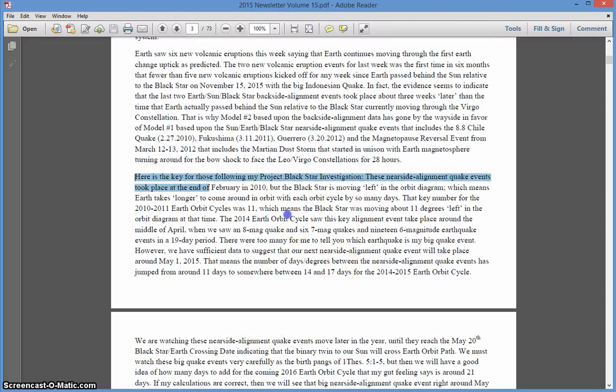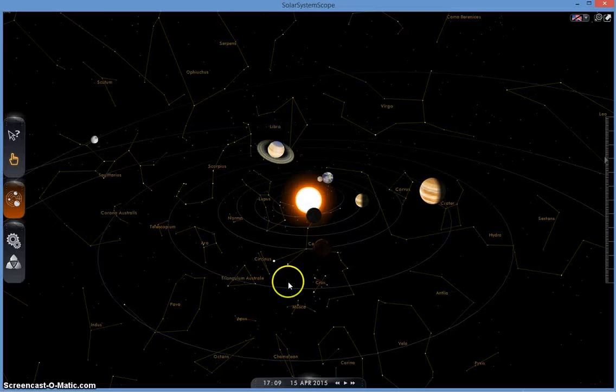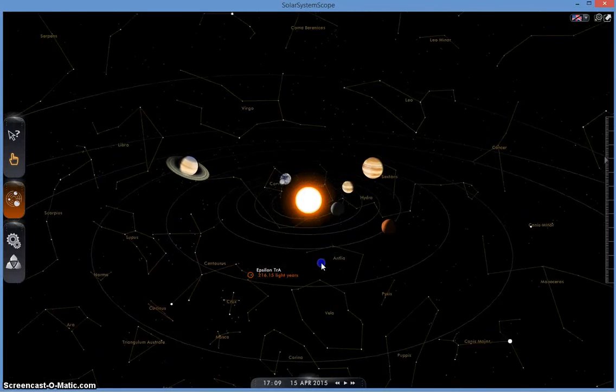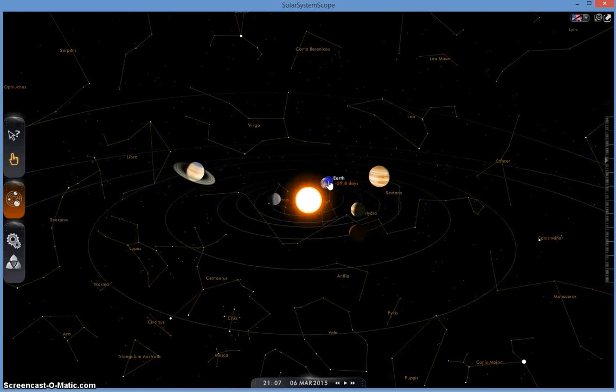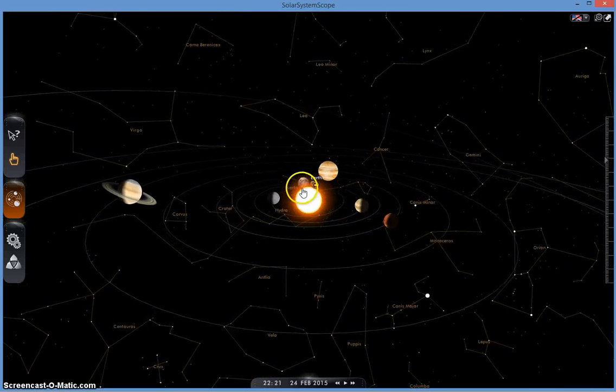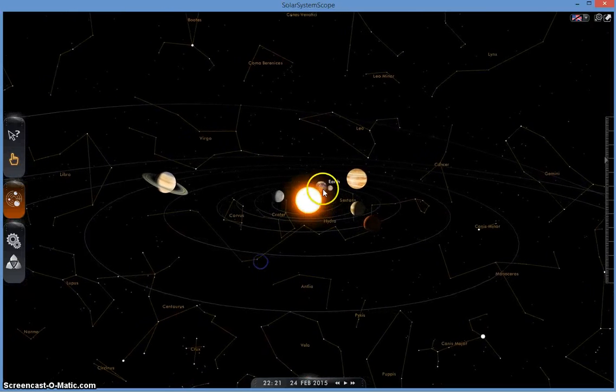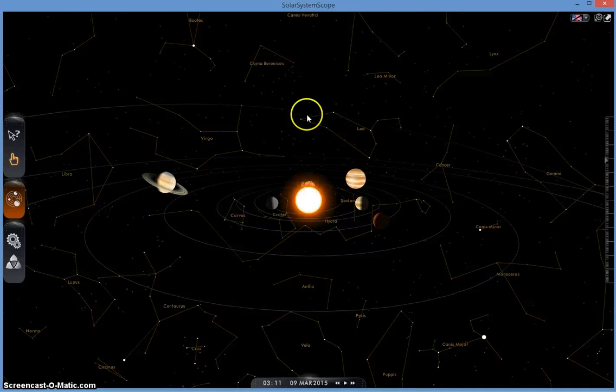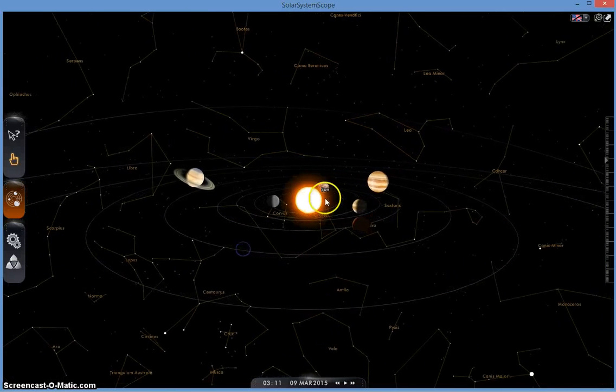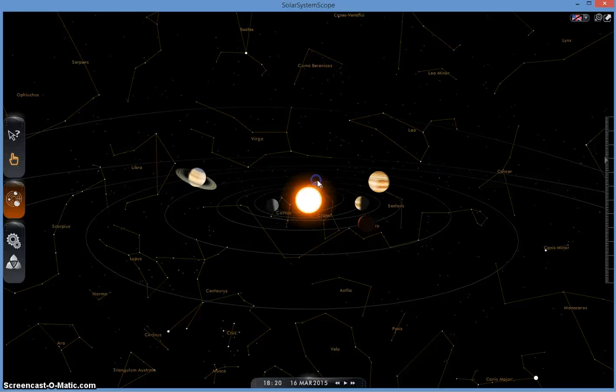Then there's a good paragraph here, one of the best paragraphs that I've written on this topic. I'm getting a good gut feel on what's going on here. So here's the deal. The thing to realize is that the Earth was between the sun and the Leo constellation in February. This is where the black star was in 2010, right around this area. That's when the 8.8 Chile quake happened. Then if we move this on around to March 11th, 2011, this is about where the black star was on. Right. Then the next year, Guerrero, the black star was in this area.